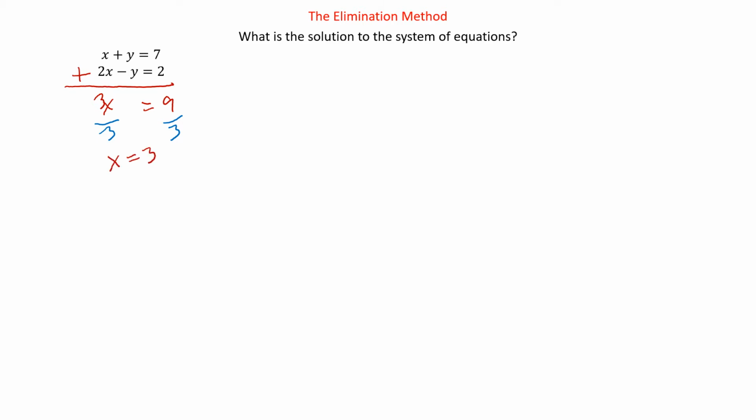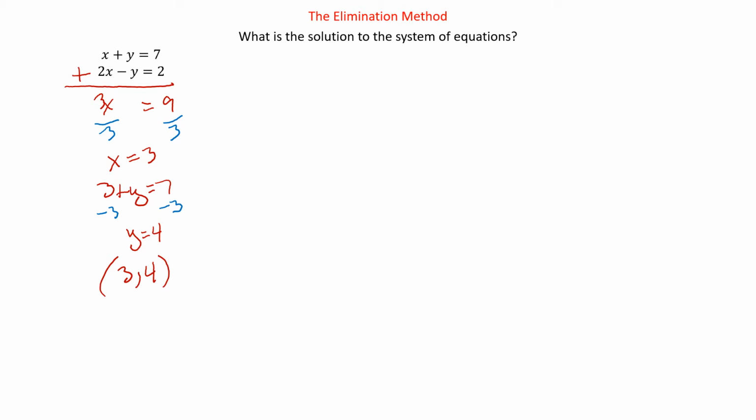Now that's not our answer. Remember, a solution to a system of equations is a point. It needs x comma y. So we need to pick one of our two equations and plug this back into that equation to solve for y. I would pick the easier of the two. In this case, it looks like the top one. So x equals 3, so we'll have 3 plus y equals 7. And we can subtract 3 to get y equals 4. So our answer, x was 3, y was 4, so we have 3 comma 4. Remember, it's always x comma y. So that's the basic idea.